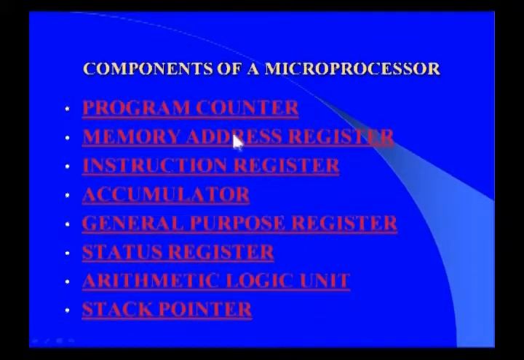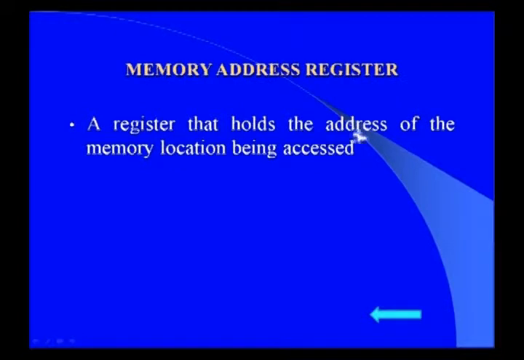Memory address register. It is a register that holds the address of the memory location being accessed. So it will act as a buffer in between a CPU and memory as well as peripherals.